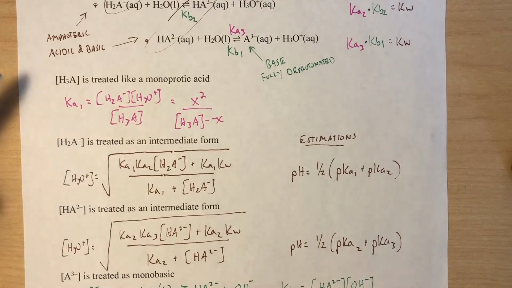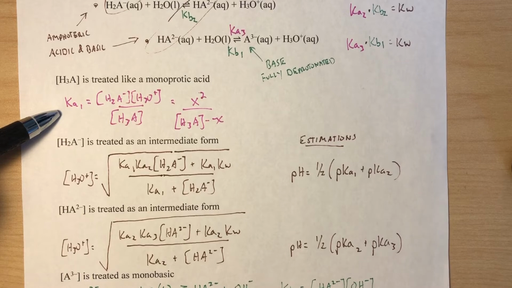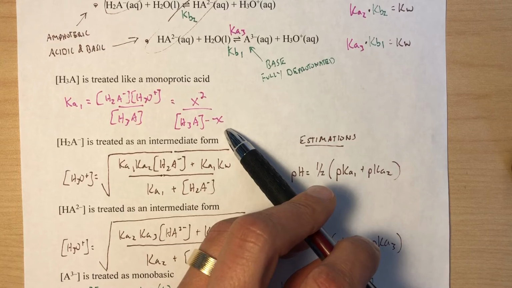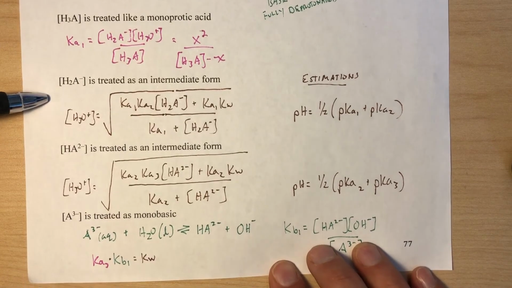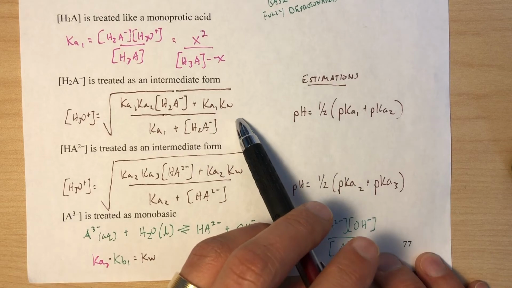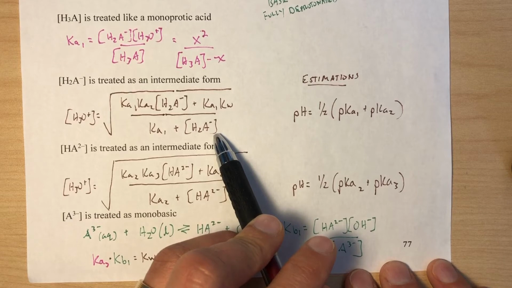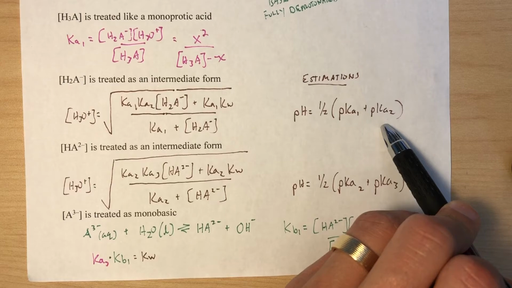So let's take a look at what happens here. H3A is our fully protonated form. We can consider that as a monoprotic acid. Ka1 is associated with that deprotonation and is equal to H2A minus times hydronium divided by H3A. At equilibrium, we would have x squared divided by H3A minus x. For H2A minus, that's an intermediate form. So hydronium is going to be equal to Ka1 times Ka2 times H2A minus plus Ka1 times Kw, divided by Ka1 plus H2A minus. We can estimate the pH at this intermediate form using this expression, where pH is equal to 1/2 of (pKa1 plus pKa2).